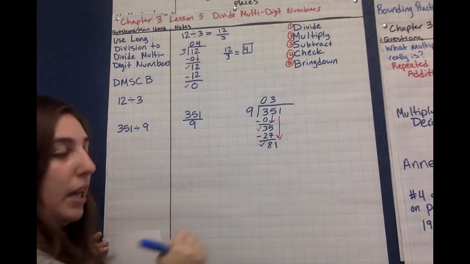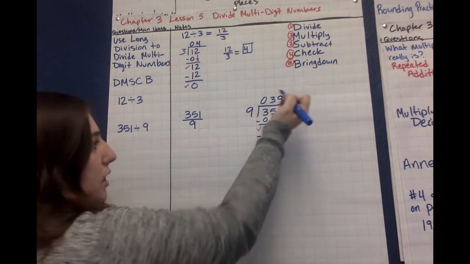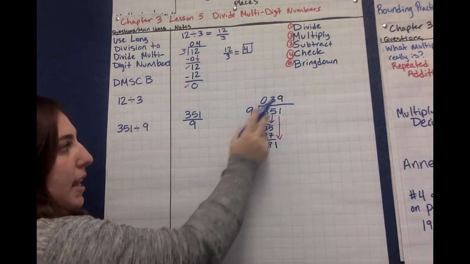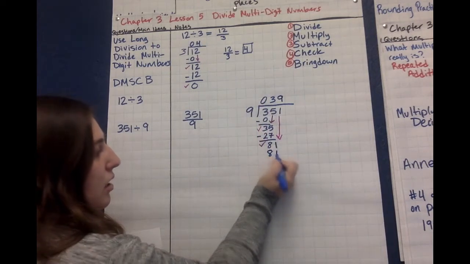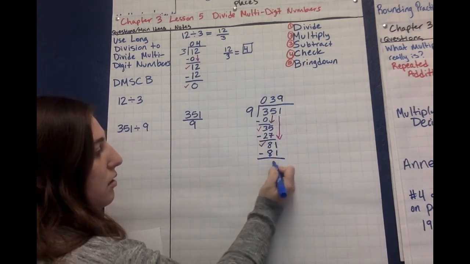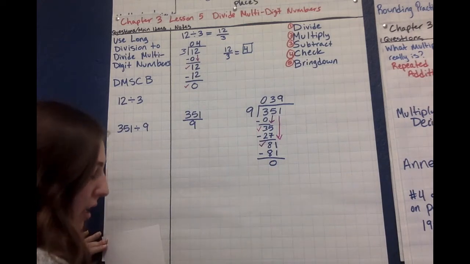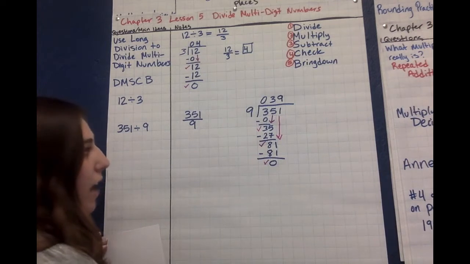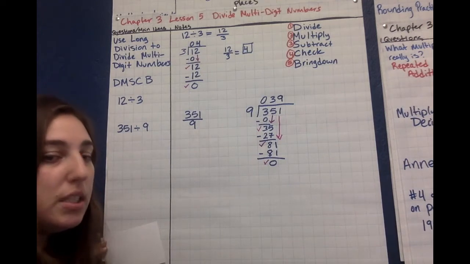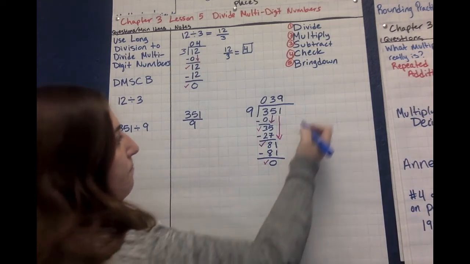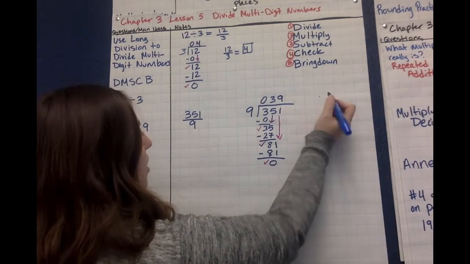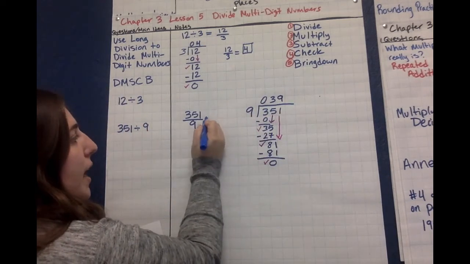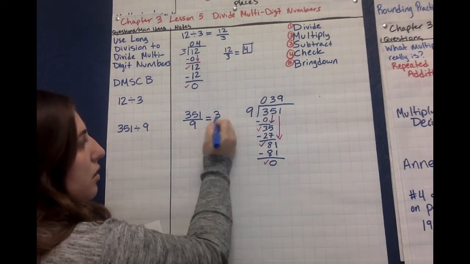9 goes into 81 how many times? 9 times. Multiply. 9 times 9 is 81. I'm going to subtract. Get 0. So I'm going to check. Is 0 less than 9? Yes. And I don't have any more numbers to bring down, so it looks like I'm all done. Okay? So 351 divided by 9 equals 39.